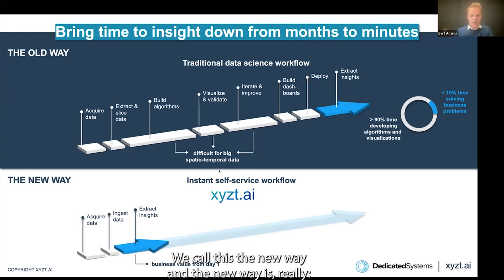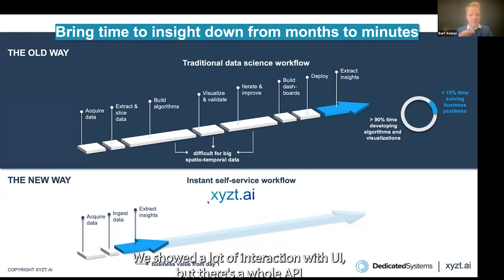We call this the new way. And the new way is really you acquire the data, you prepare the data, ingest the data, and really starting then you can start extracting insights. And as Dave has shown, he could do it on real-time data, but he was also using historical data because the platform can accumulate the data and allow you to not just look at the real-time situation, but also compare it with what happened yesterday or the day before. And you can do that really from day one with the platform.